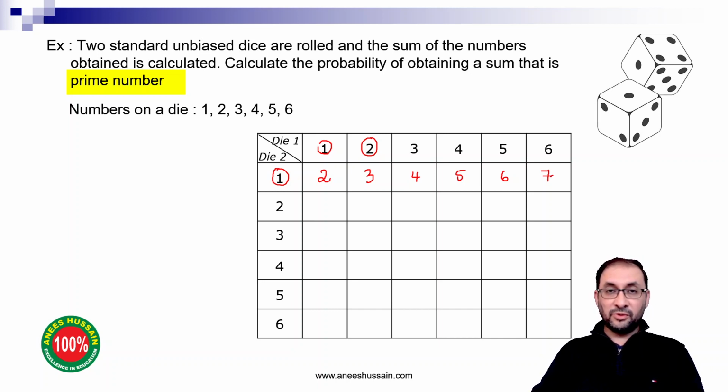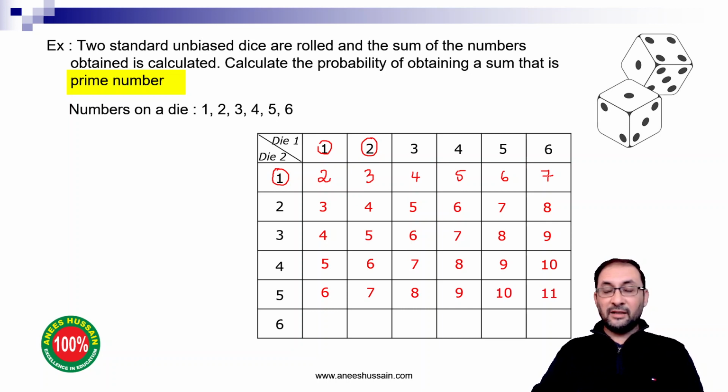Similarly, let's go to row 2 and write down the possible outcomes here. Those are going to be 3, 4, 5, 6, 7, and 8. In row 3, our outcomes will be 4, 5, 6, 7, 8, and 9. In row 4, we'll have 5, 6, 7, 8, 9, and 10. In row 5, we'll get 6, 7, 8, 9, 10, 11. And in the last row, we'll get 7, 8, 9, 10, 11, and 12. So the total possible outcomes in this case are going to be 6 times 6, which is equal to 36.